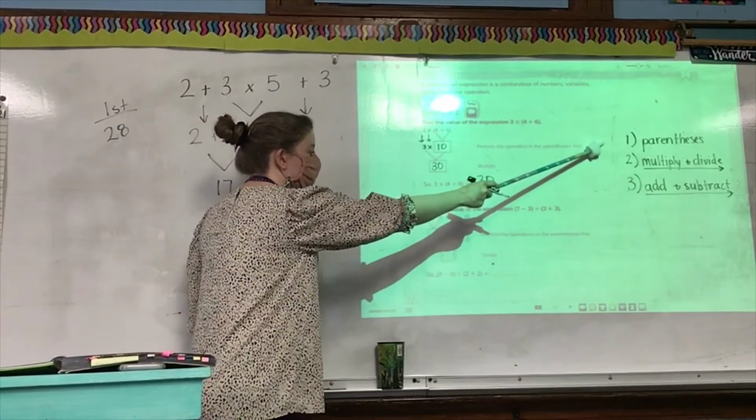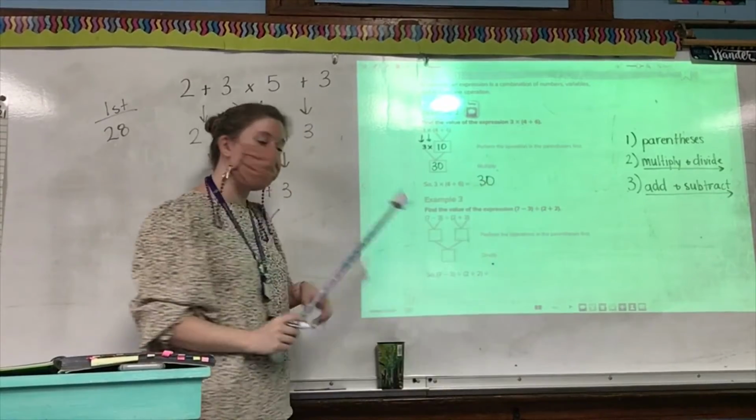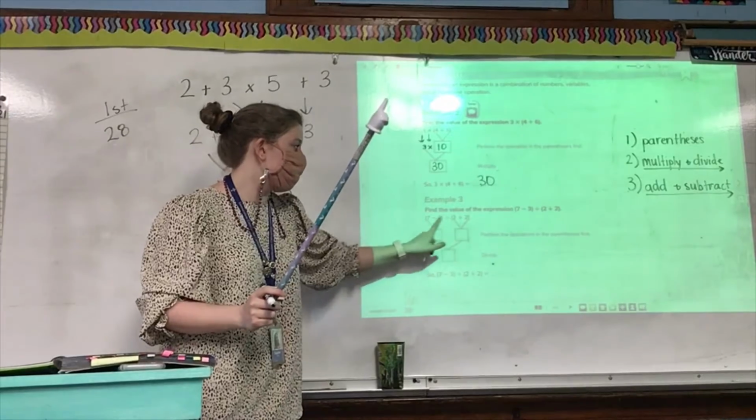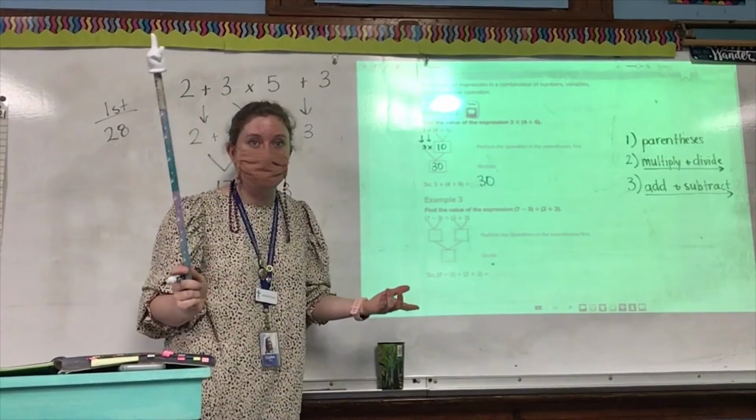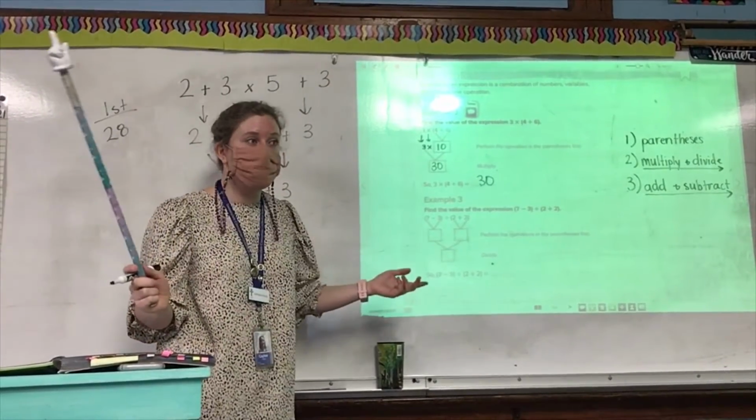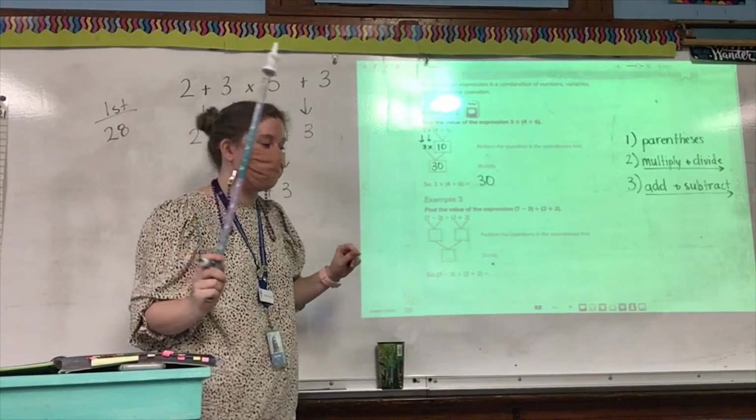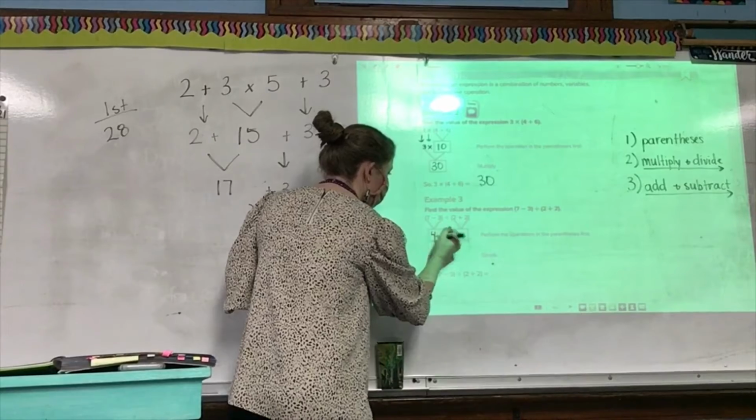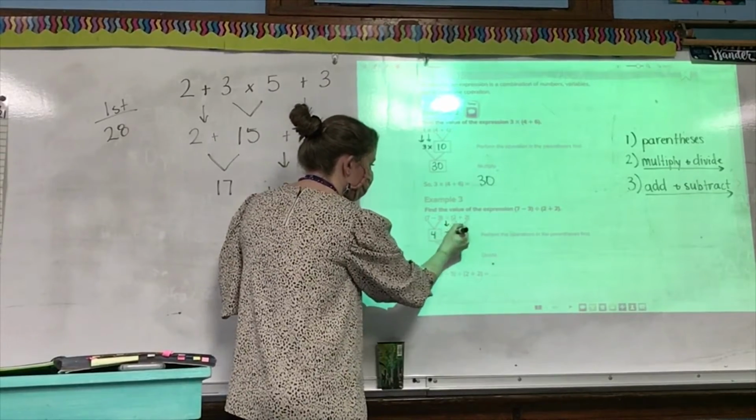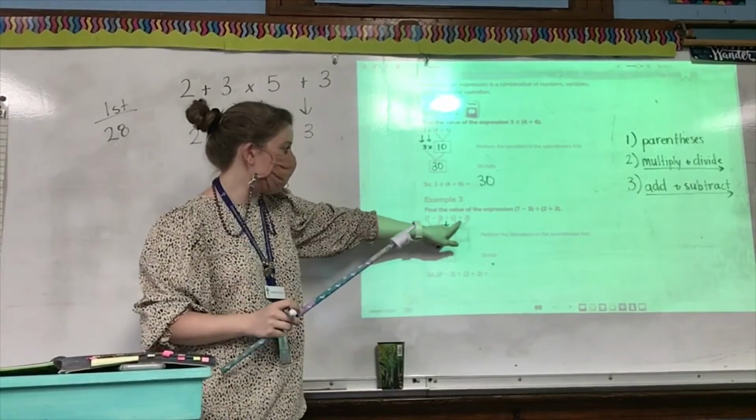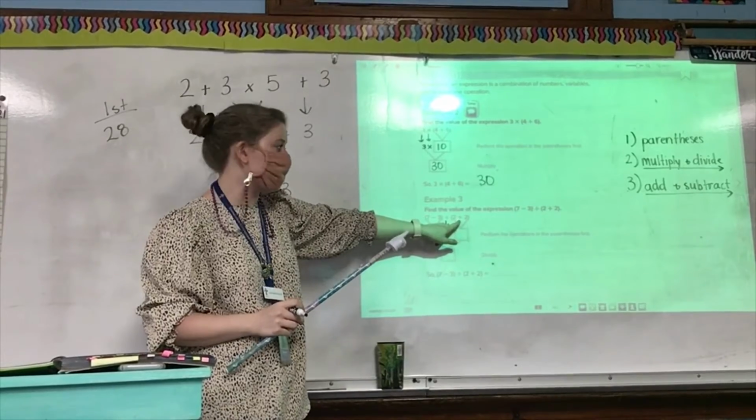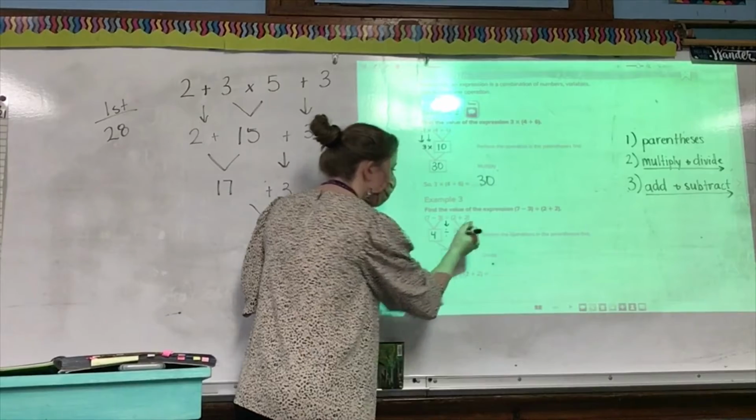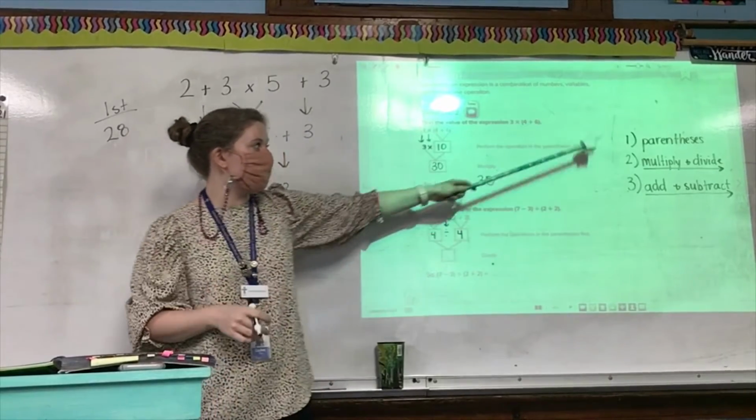Step 1, class. Parentheses. Do we have parentheses? Yes, we have 2 sets. That just means we can solve them at the same time. But because we read this way, let's start with the first set first. 7 minus 3 is 4. We're going to bring down our division symbol. And then we're going to solve our other set of parentheses. 2 plus 2 is 4. So we're done with step 1.